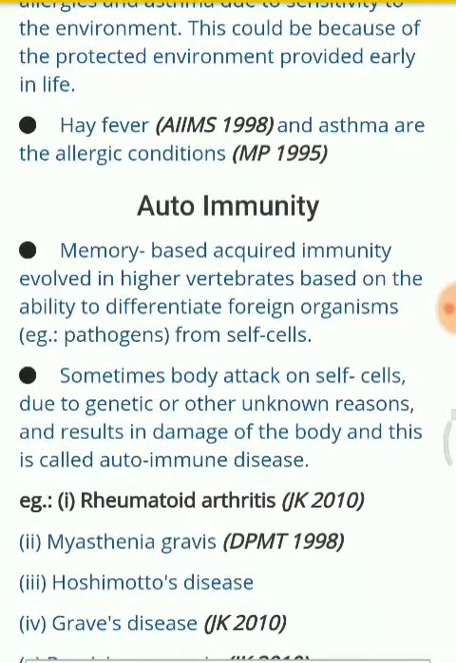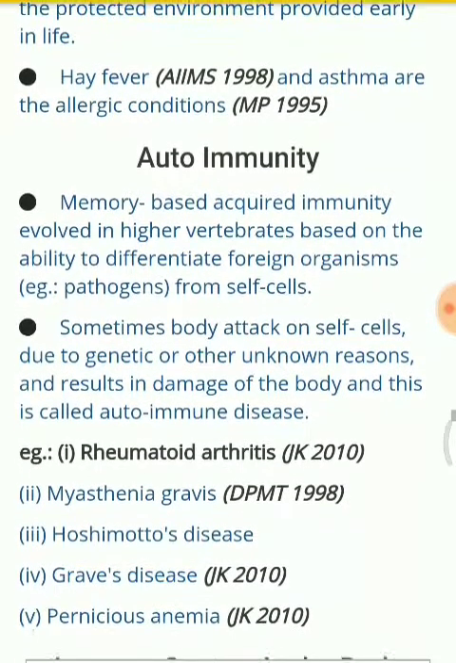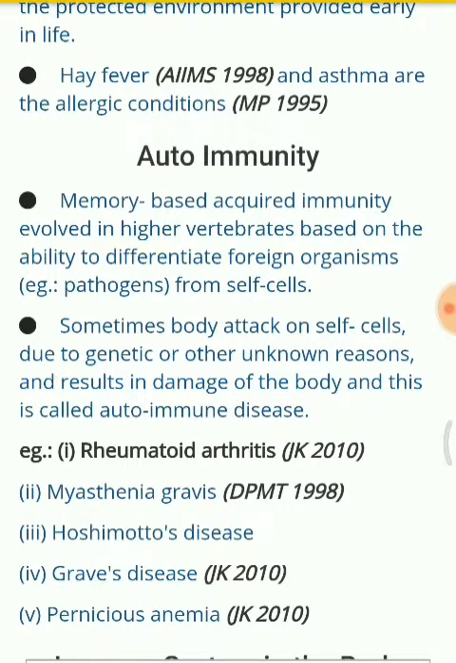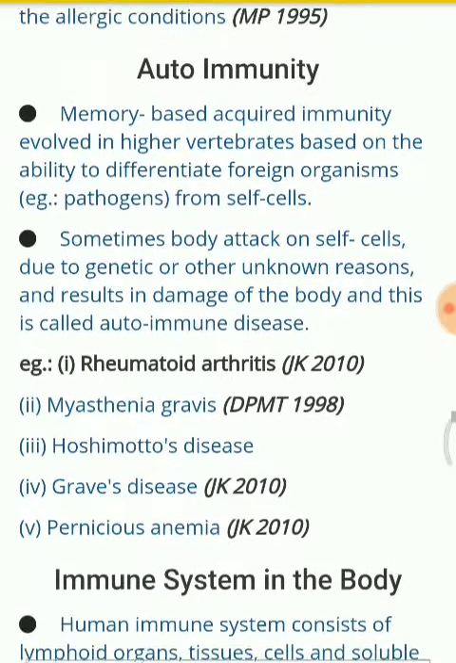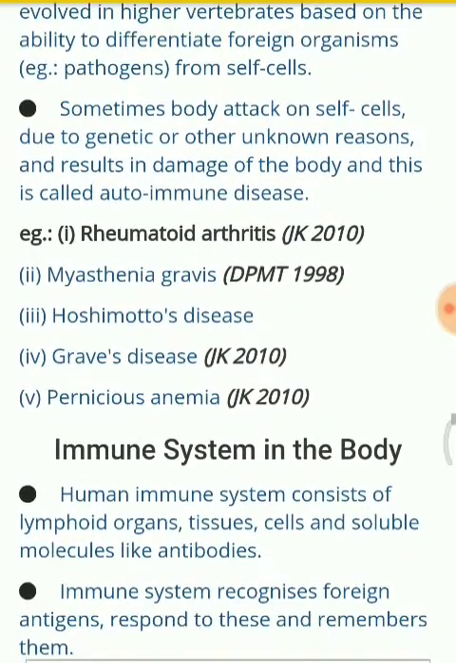Autoimmunity. Memory-based acquired immunity evolved in higher vertebrates based on the ability to differentiate foreign organisms, for example pathogens, from body cells. Sometimes the body attacks its own cells due to genetic or other unknown reasons and results in damage to the body. This is called autoimmune disease. Examples: rheumatoid arthritis, myasthenia gravis, Hashimoto's disease, Graves' disease, pernicious anemia.